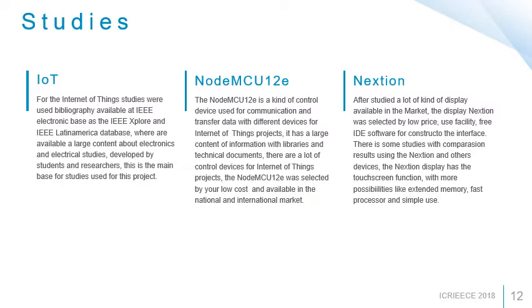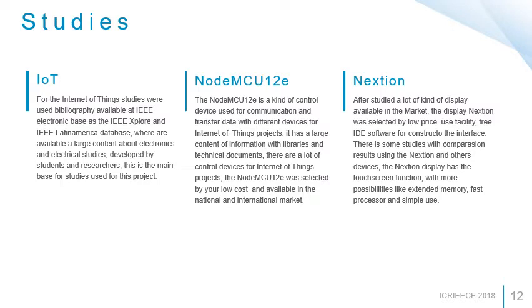NodeMCU12e. The NodeMCU12e is a kind of control device used for communication and transferring data with different devices for Internet of Things projects. It has a large amount of information, with libraries and technical documents. There are a lot of control devices for Internet of Things projects. The NodeMCU12e was selected for its low cost and availability in the national and international market.